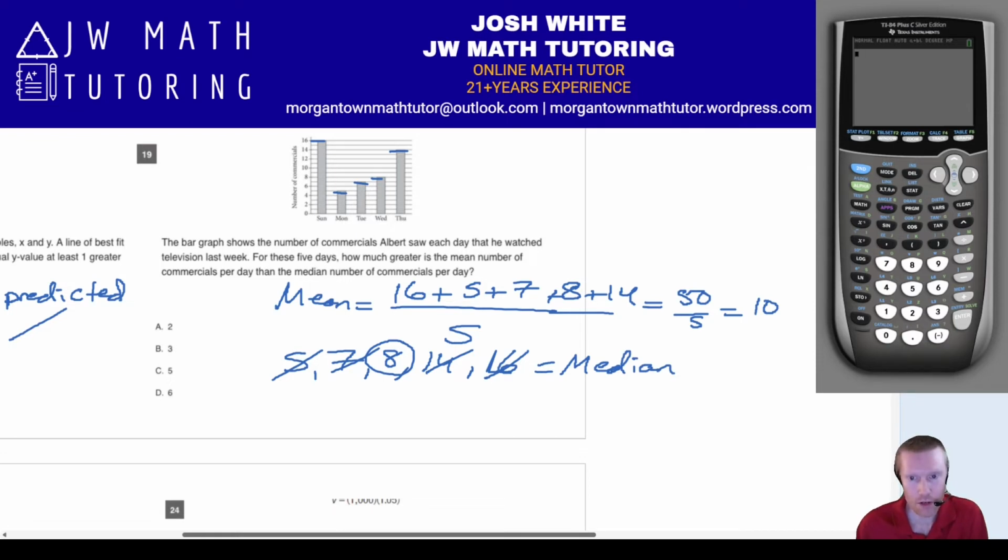So how much greater is the mean than the median? So 10 minus 8, it is 2 commercials basically per day greater than it. So correct answer here is just letter A.